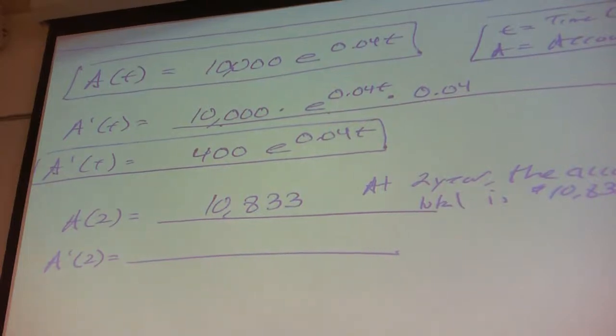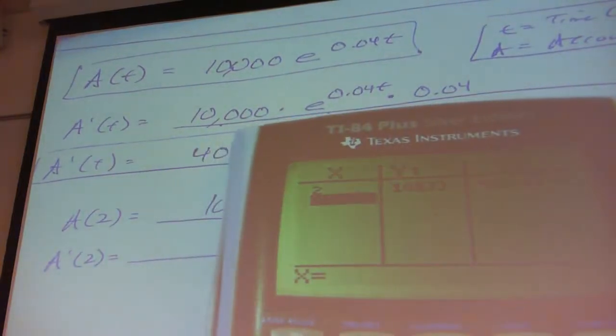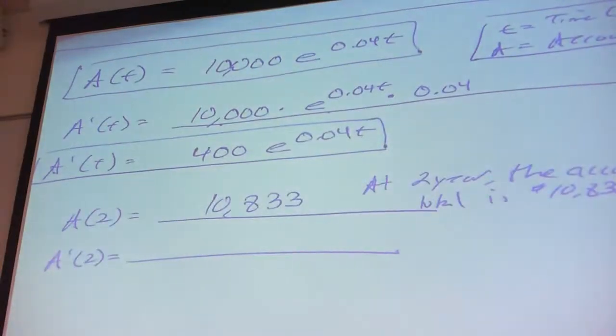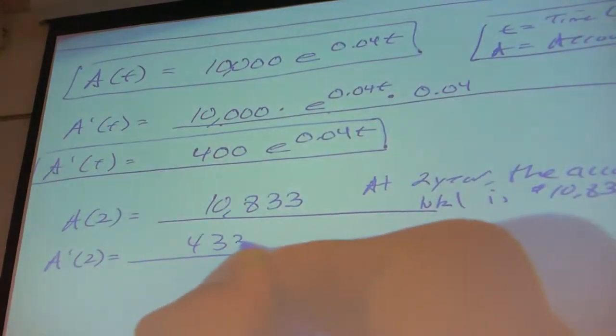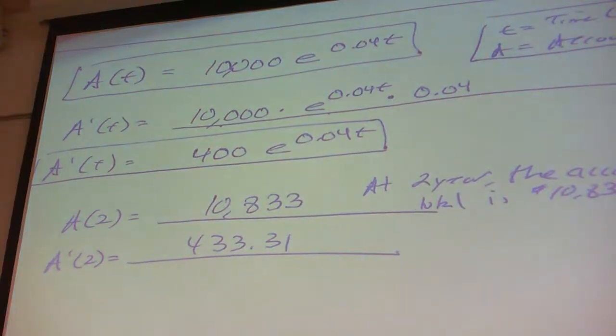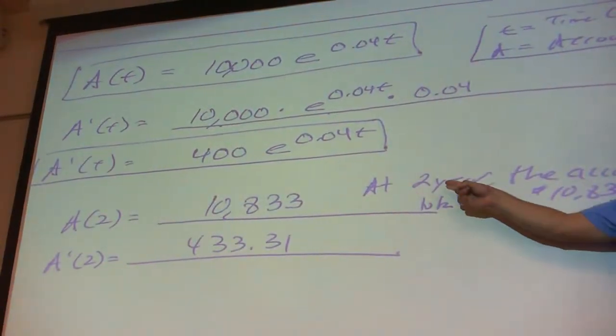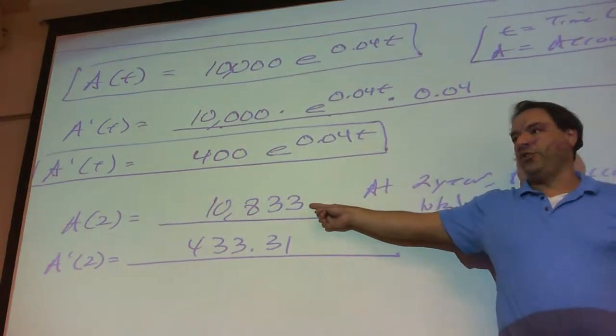2 years have gone by. I now have 833 extra dollars. Now, y2 and y3 match at 433.31. So let's stop. 10 years later, I now have 10,833.